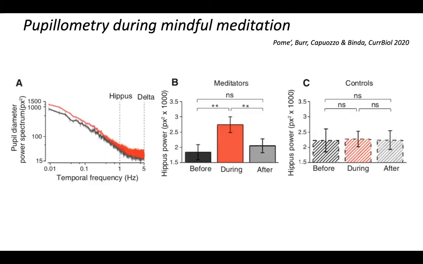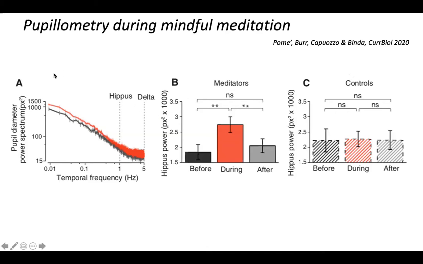The results show that there is a clear increase in the amplitude, especially of the slowest pupil fluctuations during meditation, which is this red trace, compared to the baseline recordings before and after, which is this gray trace. The bar plot quantified the power in this low frequency range, the hippus range, and shows this increase during the act of meditating that was specific for the meditators.